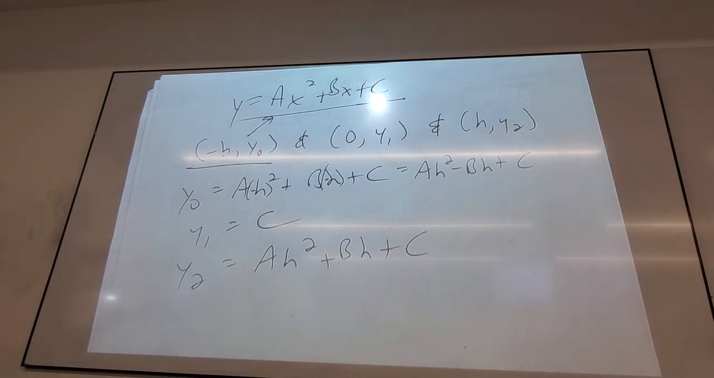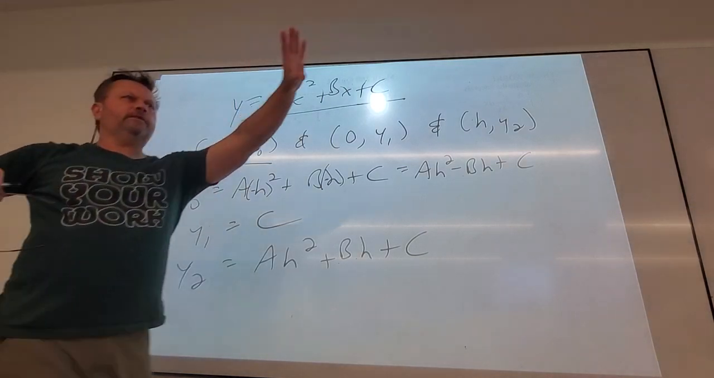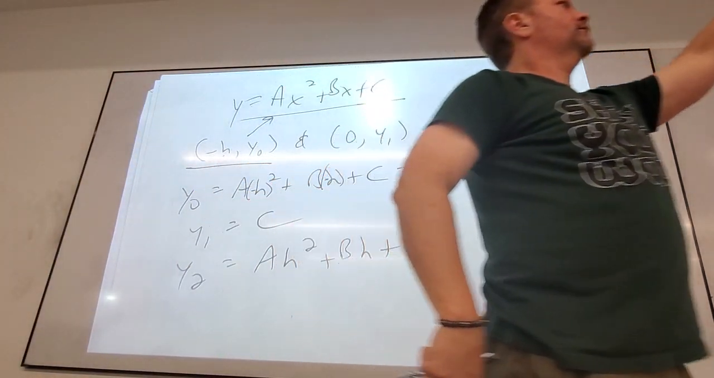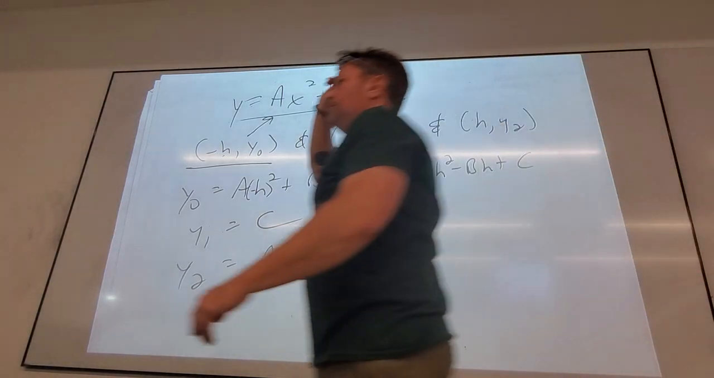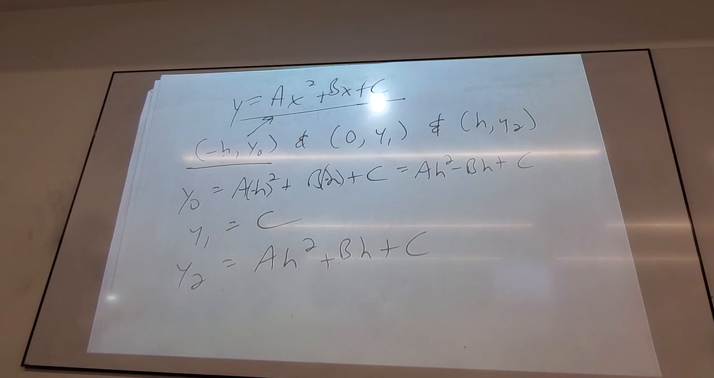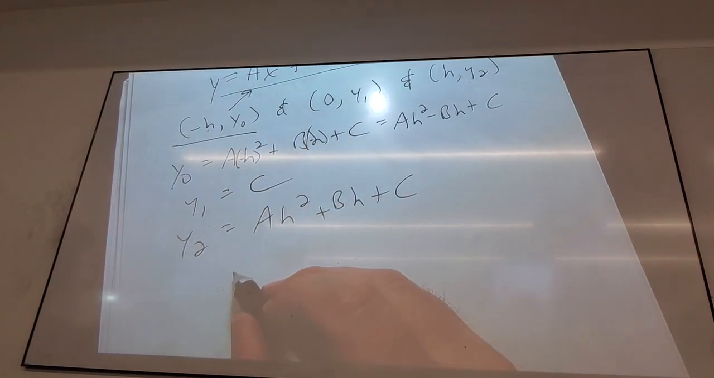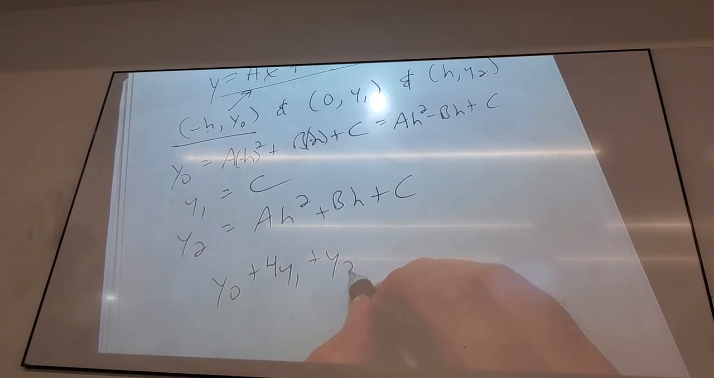Now, do you guys see how I could cancel some stuff out if I add things together? I could start doing system of equations kind of stuff to cancel things out. But there's a very specific thing I want to do, and again, it's not something you might immediately see. But can you guys take a second and figure out what this would be? What's y naught plus 4y1 plus y2?